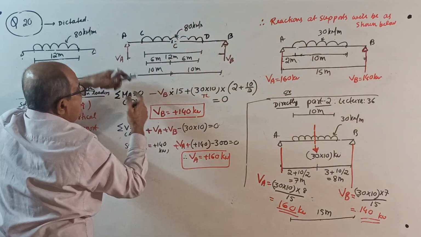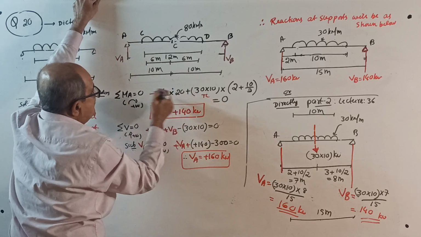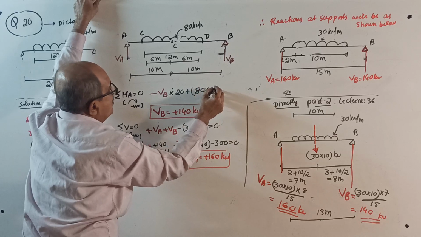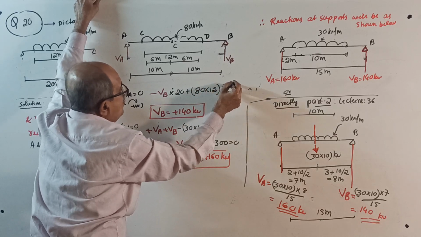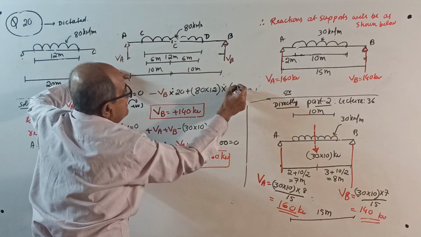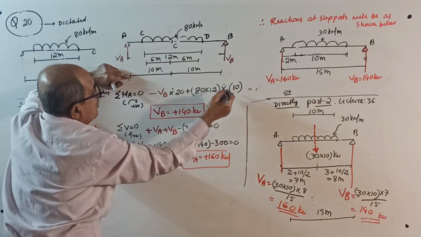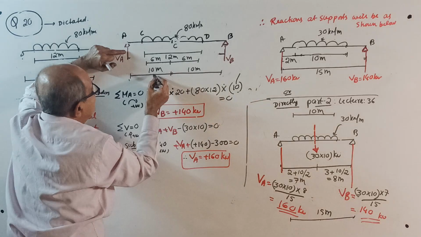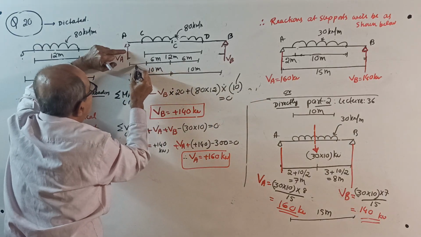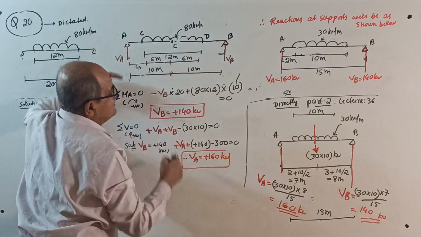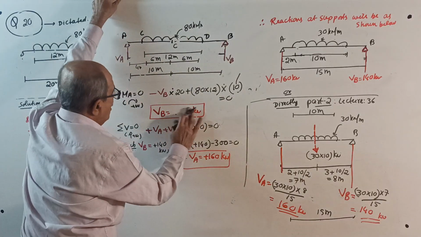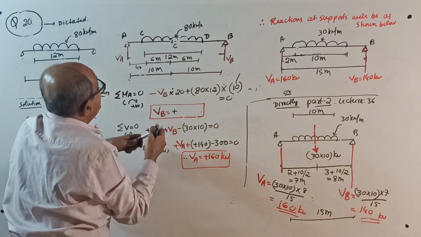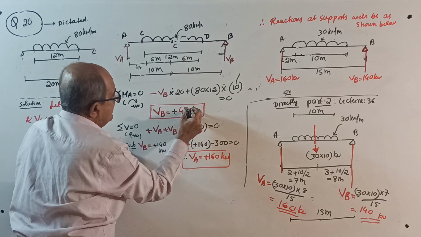Minus VB into 20 as usual, plus 80 kN per meter for 12 meter is the total load, into directly 10, equal to 0. Or if you want, instead of 10, you can write 10 meter, 6 meter. 10 and 6 means this gap will be 4 meter. 4 plus 6, somebody will be laughing at you. Over. You got VB equal to 80 into 480 plus 480 correct, plus 480 kilonewton.